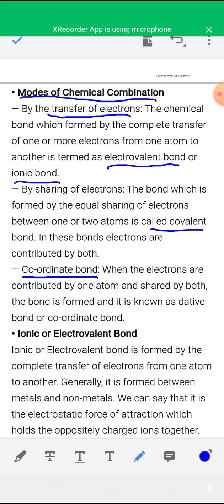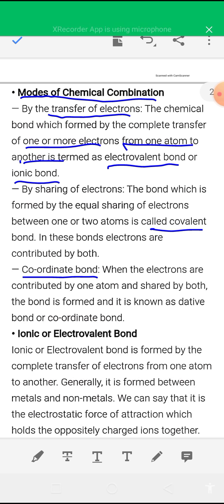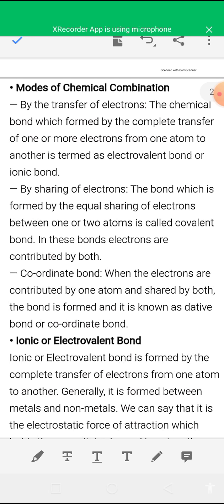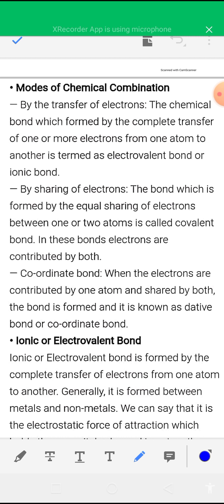The chemical bond which is formed by complete transfer of one or more electrons from one atom to another atom is called electrovalent bond or ionic bond. So ionic bond is formed by transfer of one or more electrons.